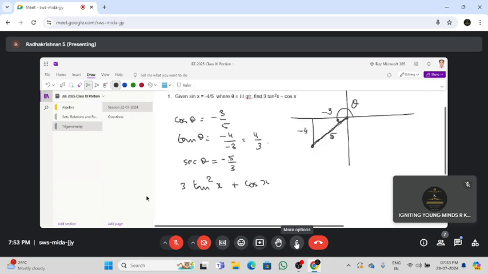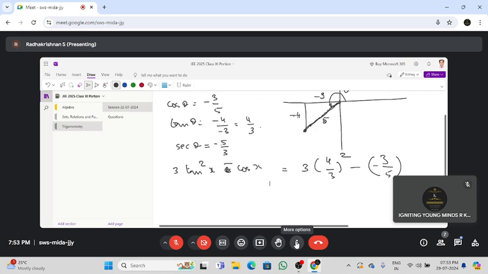Minus cos x, sorry. Instead of theta, let's put theta equal to x here. So 3 tan square x equals minus cos x. You just substitute: 3 into tan square is 4 by 3, minus cos x. So now it is a matter of simplification.